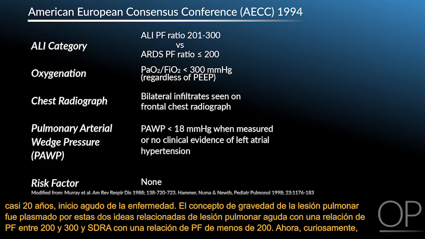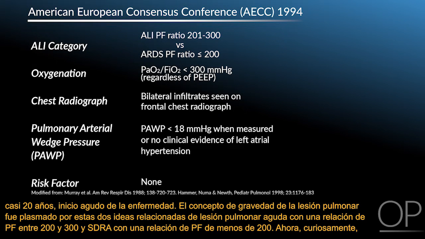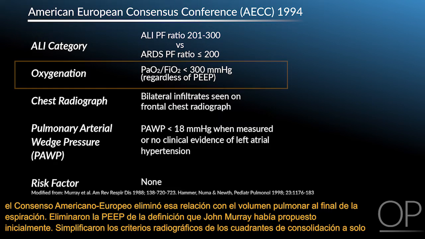Acute onset of disease. The concept of lung injury severity was captured by these two related ideas of acute lung injury, with a PF ratio between 200 and 300, and ARDS as a PF ratio of less than 200. Now, interestingly, the American European Consensus removed that tie to end expiratory lung volume. They took PEEP out of the definition that John Murray had initially proposed.